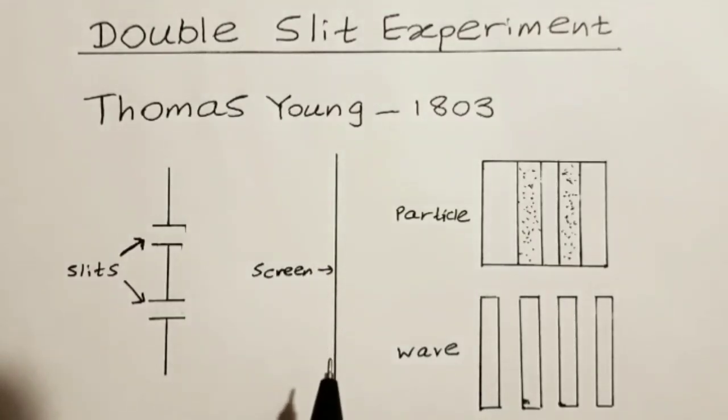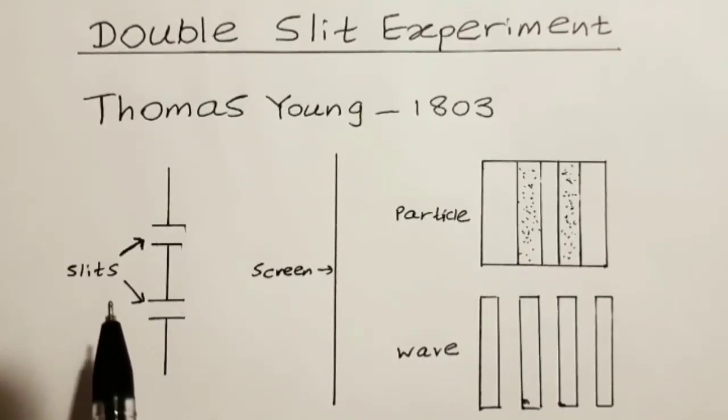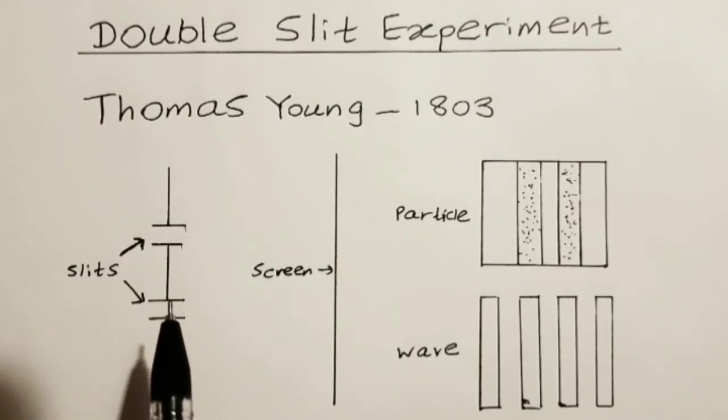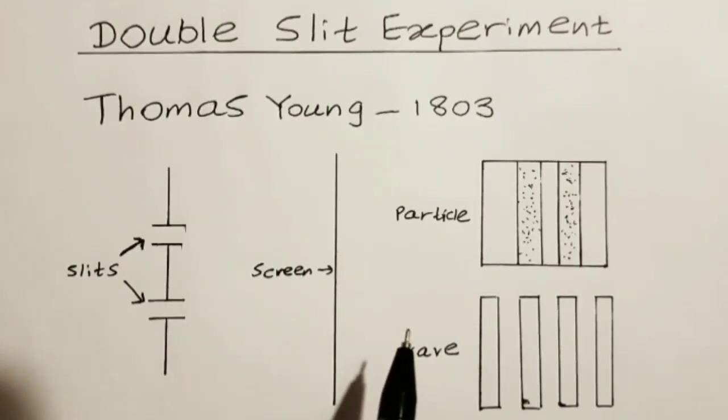to here. Now we will consider how these particular patterns are formed on the screen when we pass the array of light from this end through the two slits. This is only because of the interference patterns we have discussed.